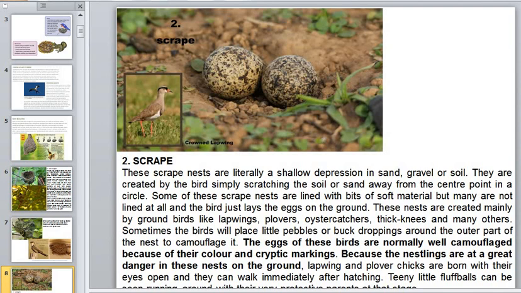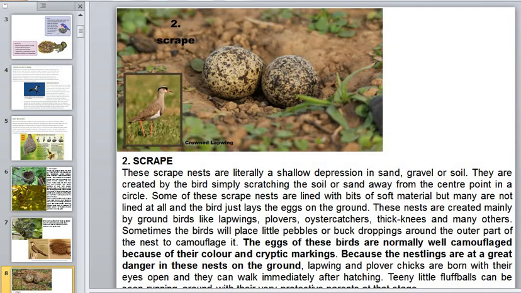And some of these scraped nests are lined with bits of soft material, but many are not lined at all, and the bird just lays the eggs on the ground. These nests are created mainly by ground birds, and sometimes the birds will camouflage it, and the eggs of these birds are normally well camouflaged because of their color, because the nest is at great danger on the ground.